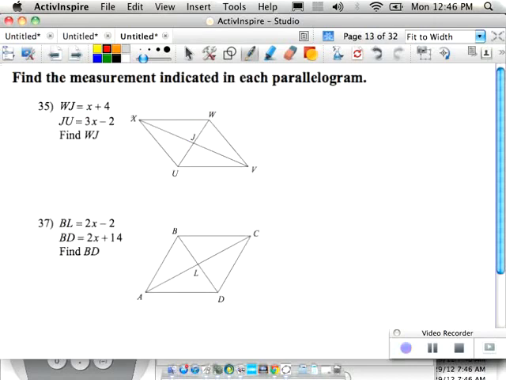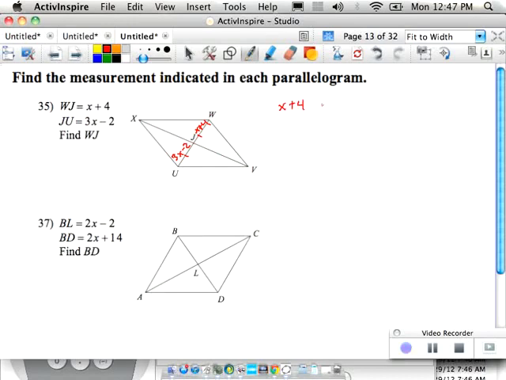Let's keep doing this. All right, we got some more, but now the relationships are getting a little more complex, a little bit more algebra going in with them. So we have WJ. WJ is actually x plus 4. And JU is 3x minus 2. We know that those 2 pieces are equal because they were bisected by the other diagonal.